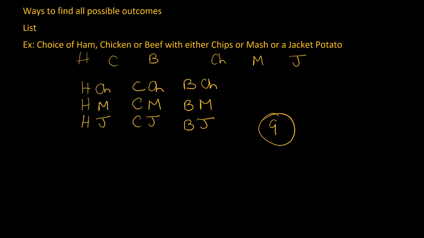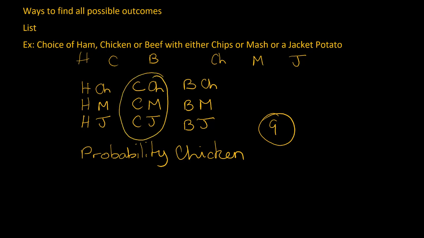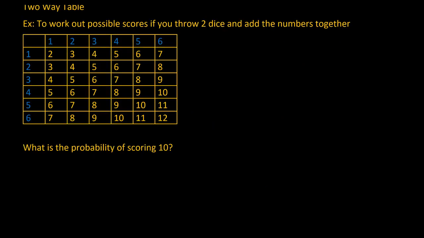Okay, so if we were asked the probability that somebody has dinner that has got chicken in it, we look for all the ones that have got chicken. So there are 3 ways that that could happen, but there are 9 possibilities altogether. So that's 3 out of 9, which would mean that the probability of picking someone who's picked chicken for their meal would be 1/3.